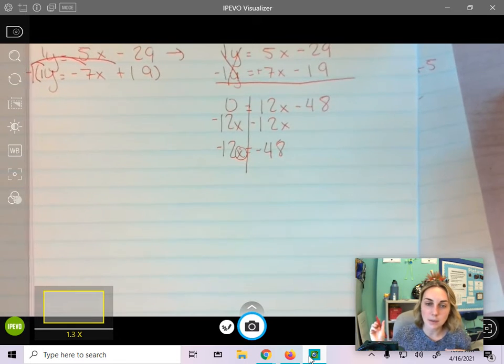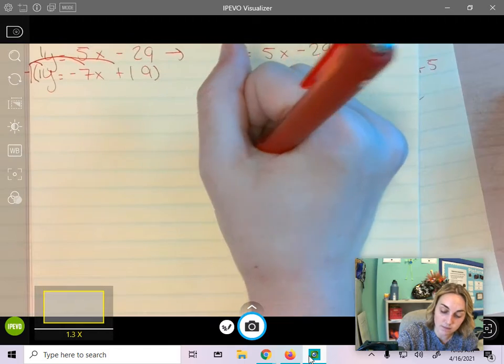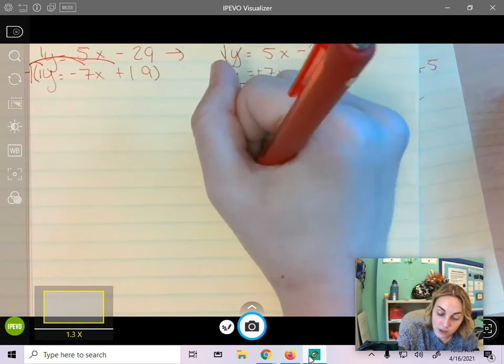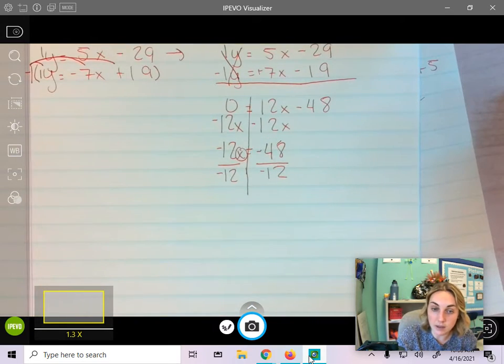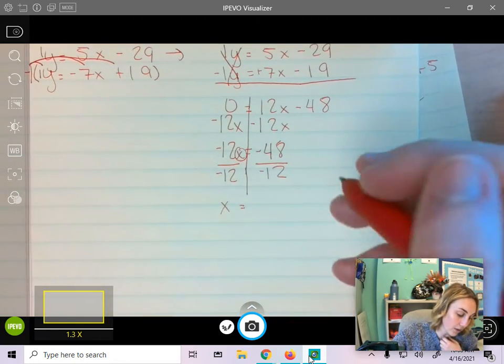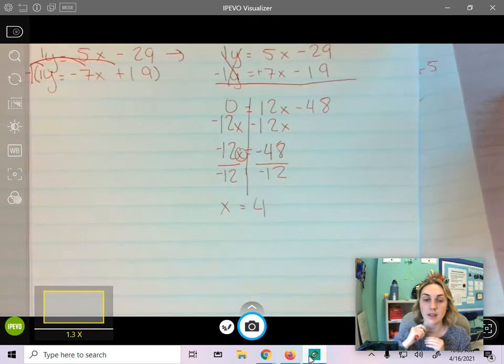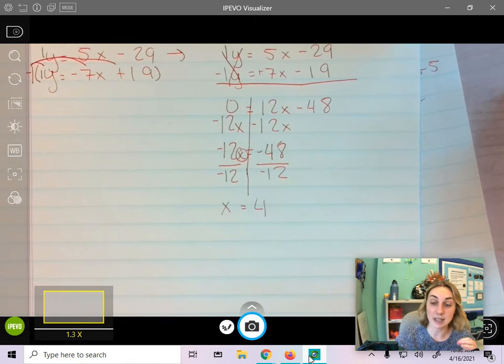To get x by itself, I'm going to do the opposite of -12. It's being multiplied by x, so the opposite is division. Whatever I do on one side, I have to do it on the other side as well. -48 divided by -12 is going to give me a +4. Okay? So now I have my x value. Now I'm going to substitute it back into one of the original problems in order to find y.